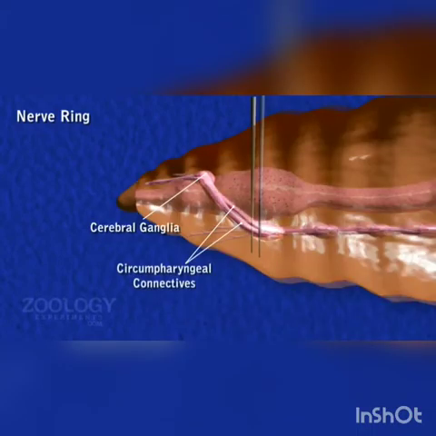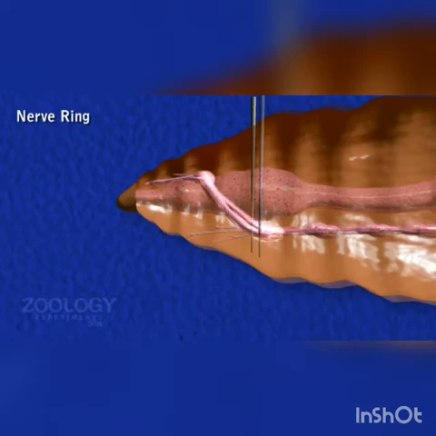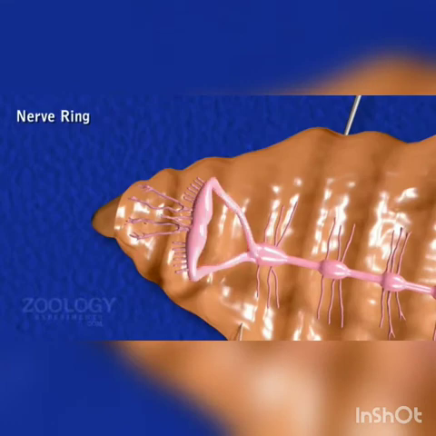So this supra and this subpharyngeal are connected by circumpharyngeal connectives, going around on the sides, okay? They run one on each side of the pharynx. Thus a nerve ring. Just think about it: one ring on top, one below, and 2 on the sides, so it looks like a ring. So thus a nerve ring is formed around the anterior region of the alimentary canal.